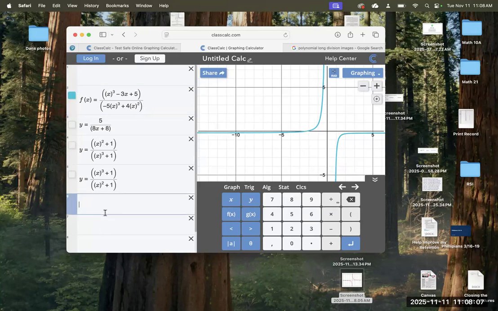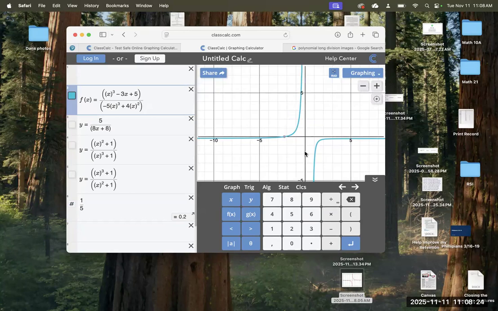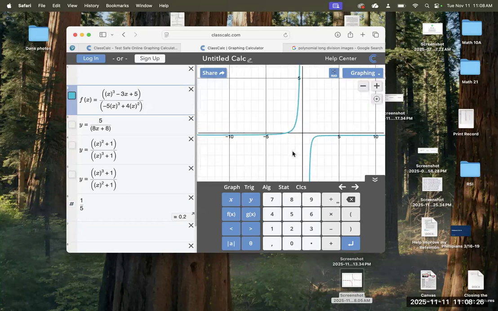We can verify that in our calculator quickly. 1 divided by 5 is 0.2, so -1/5 would be -0.2. I'm just seeing what the y coordinate is. Maybe if I scroll in a little bit more.